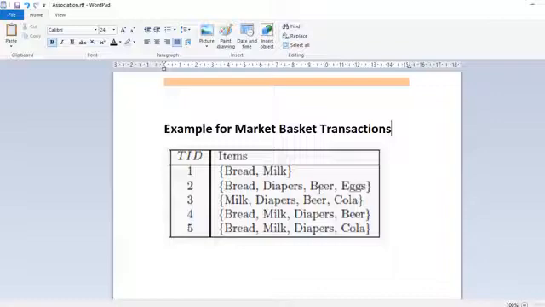Besides market basket data, association analysis is also applicable to other application domains such as bioinformatics, medical diagnosis, web mining and scientific data analysis. In the analysis of earth science data, for example, association patterns may reveal interesting connections among the ocean, land and atmospheric processes. Such information may help earth scientists develop a better understanding of how the different elements of the earth system interact with each other.